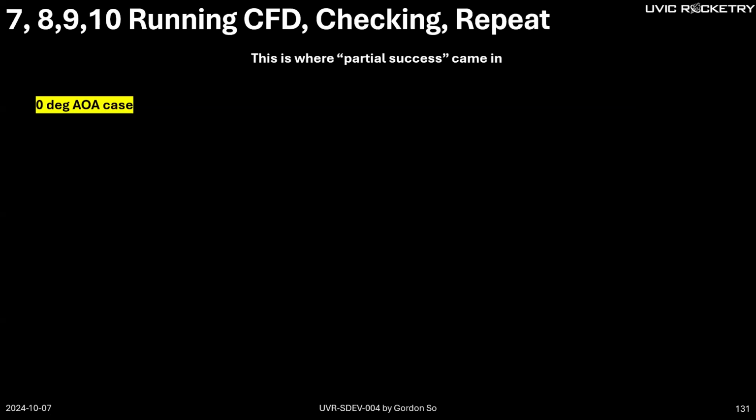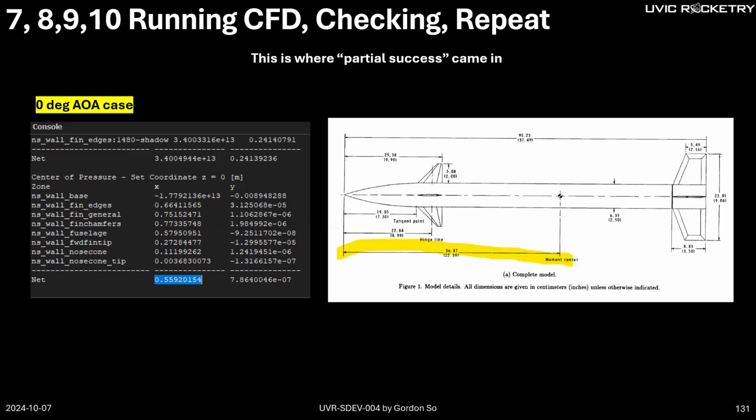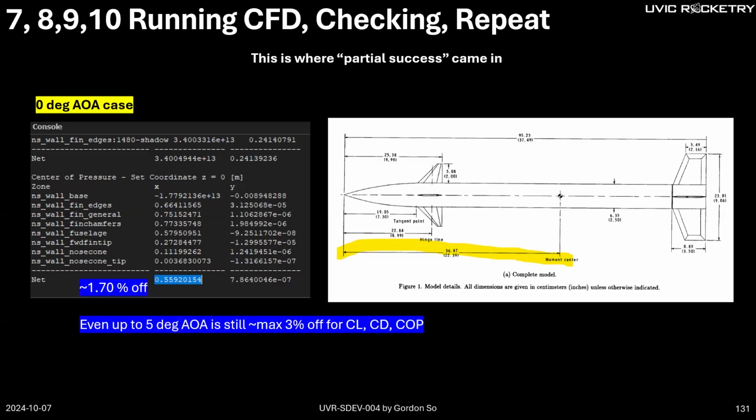And this is where the partial success comes in. When we look at a zero angle of attack case, this is what I get for the center of pressure, and this is what we have in the NASA paper. It's actually pretty close, like 1.7% off, almost right on. And even up to high angle of attack, it's still about 3% off on everything.